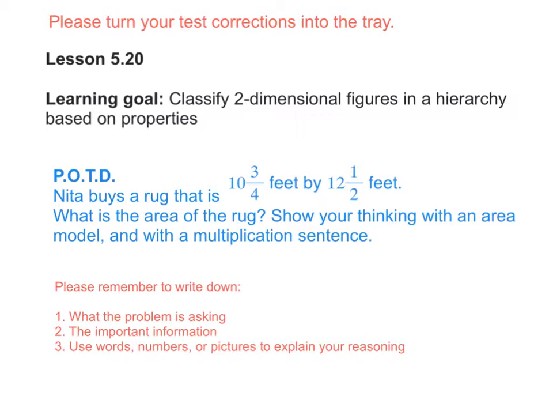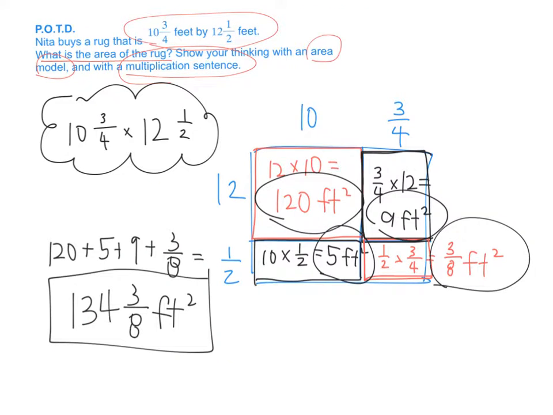Today we're doing lesson 5.20, module 5, lesson 20, and your learning goal today is to be able to classify two-dimensional figures in a hierarchy based on properties. We've learned all about all the polygons, two-dimensional figures that you need to know, and today we're going to talk about how to sort and classify them in a hierarchy, and what a hierarchy is, based on their properties. But first, let's talk about the problem of the day.